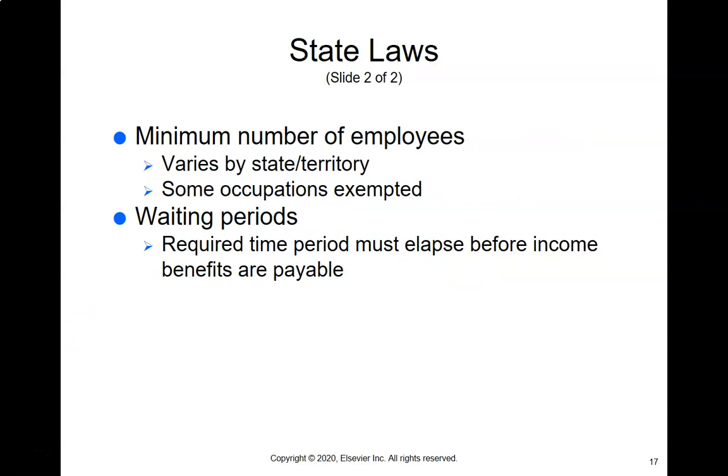The minimum number of employees varies by state and territory. Some occupations are exempted, and there are no waiting periods for workers' compensation to pay for medical bills resulting from a workplace injury or illness. However, each state has defined the waiting period, which is required for the injured employee to receive wage benefits. The waiting period is defined as the number of days an employee must be unable to work as a result of a workplace injury or illness before income benefits are payable.